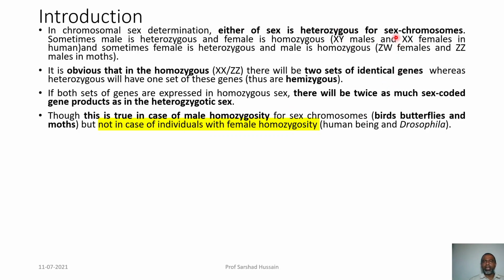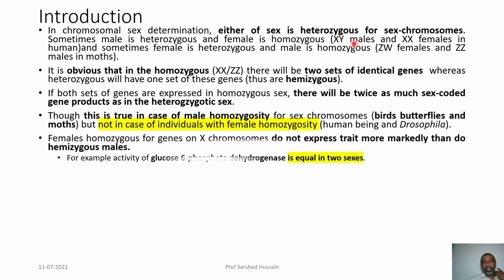In human beings and Drosophila, it is not the double amount of the sex coded product, or the genes coded by the X chromosome, in the female. It is not double, they are similar in both the male and female. Now, if they are similar, it means that there is some sort of mechanism involved over there.